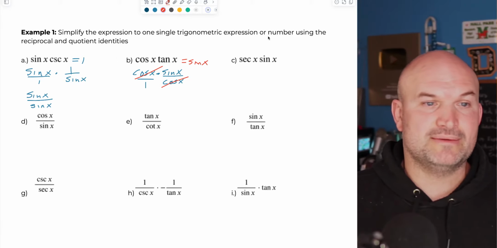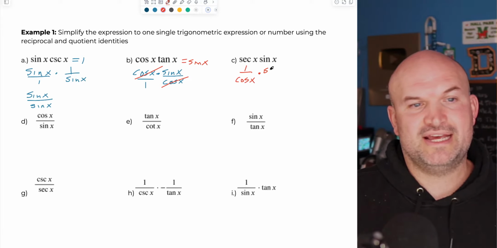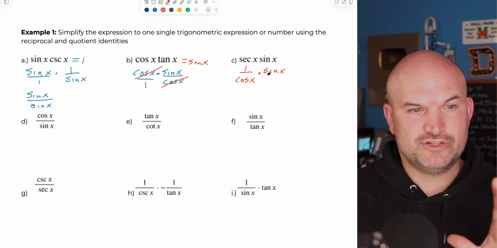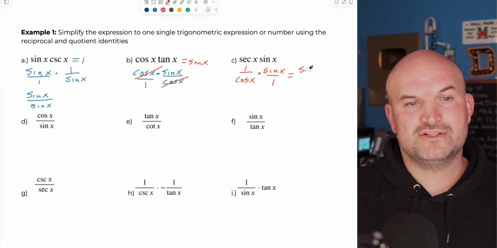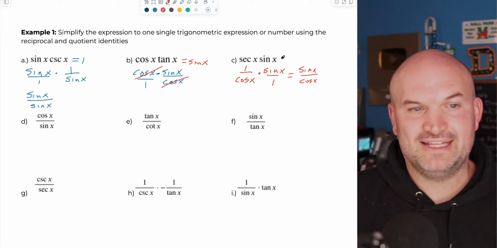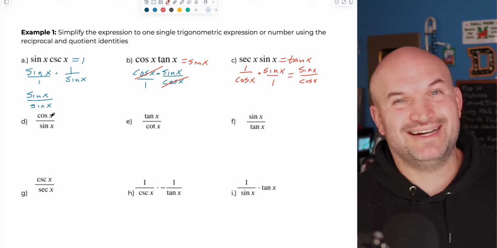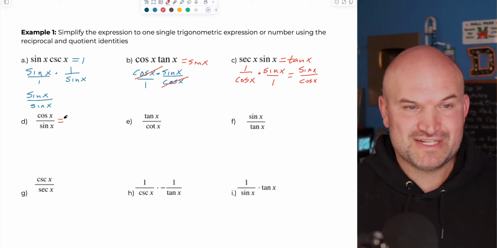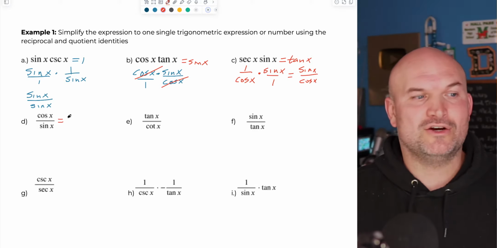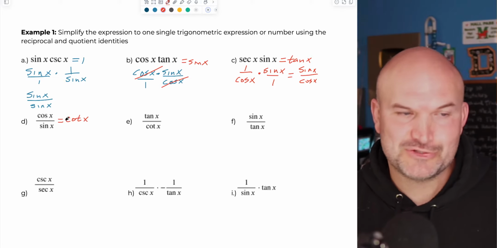Now let's take a look at secant. Well, I know secant can be rewritten as 1 over a cosine of x, times a sine of x. If you multiply these straight across, again, you're going to get a sine of x over a cosine of x. So now we just need to remember, what was sine of x over cosine of x? Well, that's a quotient identity that represents tangent of x. Cosine over sine, again, they don't divide out, but you can see that these are not sine over cosine, but cosine over sine. Sine over cosine is tangent, so cosine over sine is going to be the reciprocal of that, which is cotangent of x.